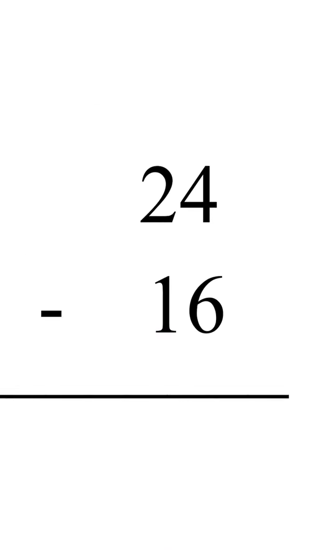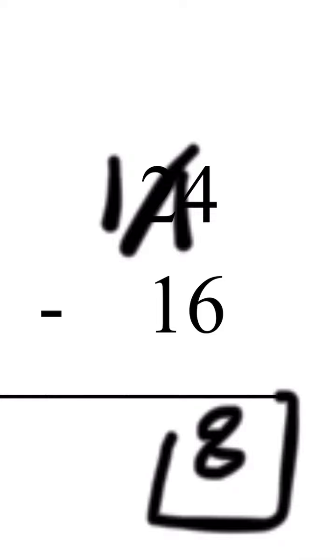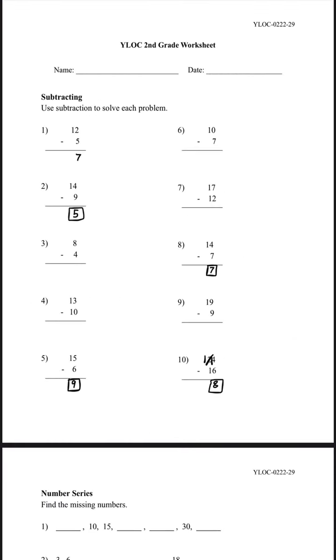For number 10, we have 24 minus 16, and we need to subtract 6 from 4. However, 6 is larger than 4, so we need to borrow from 2, which becomes 1, and 4 becomes 14. And now 14 minus 6 is 8, and 1 minus 1 is 0, so 8 is the answer for number 10. Let's move on to the next page.